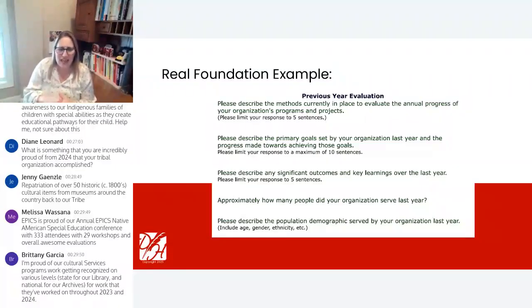All right, and then let's see, Brittany shared, proud of the cultural services program's work, getting recognized at various levels, state for the library, national for the archives, for work that they've done throughout 2023 and 2024. Amazing. The recognition of others in the field, broader outside of your community, can also then be used to help the grant maker understand, indeed, we're amazing at what we do. We're being recognized by others in our field as being amazing at what we're doing. And grant maker, you should want to be a part of that too.